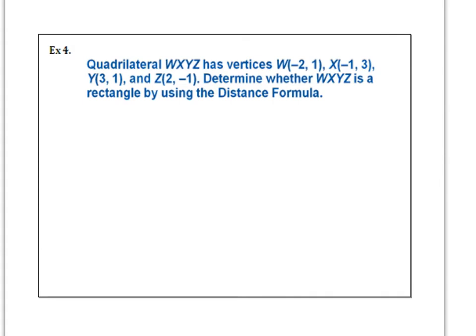Quadrilateral WXYZ has these vertices. Determine whether WXYZ is a rectangle using the distance formula. Well, first off, remember the distance formula. Distance is the big square root of x2 minus x1 squared plus y2 minus y1 squared. So we have to somehow use this distance formula and prove that this is a rectangle.